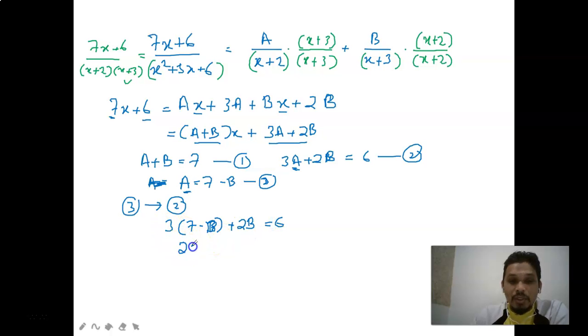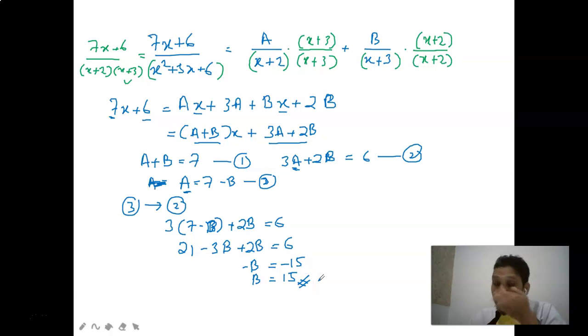3 times 7, 21. 3 times b, negative 3b, plus 2b equal to 6. Negative 3b plus 2b, negative b equal to 6 minus 21. Bring it up here, become negative. So negative 21 plus 6, or 6 minus 21, negative 15. And b equal to 15. Okay. And then, when b equal to 15, substitute into equation 3 here, then a equal to 7 minus 15. Then a equal to negative 8.